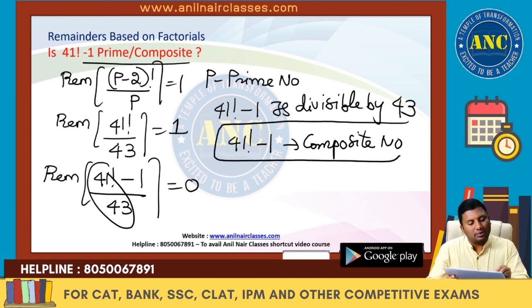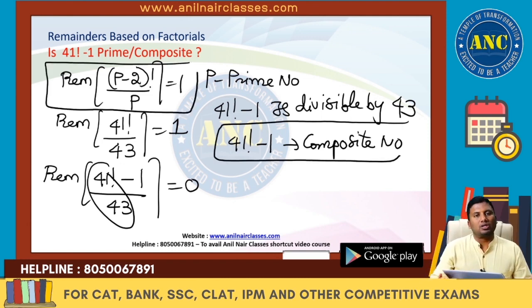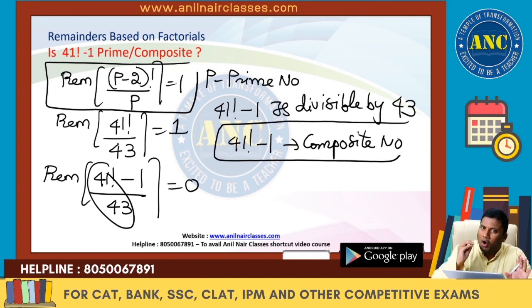What is the concept that I used in this question? (p minus 2) factorial when divided by p, the remainder is 1. Based upon that, 41 factorial by 43 is 1. 41 factorial minus 1: 41 factorial by 43 is 1, 1 minus 1 is 0. So 41 factorial minus 1 is a composite number. Idea clear? All are conceptual understanding questions. If you know the concept, you can crack it very fast. If you do not know the concept, you will say that this question is very difficult.